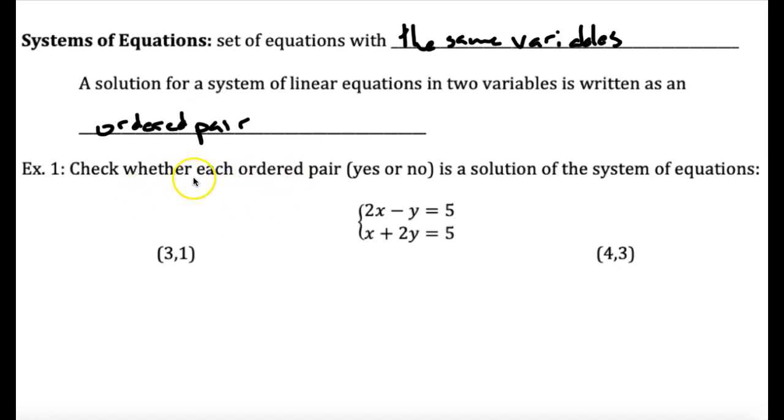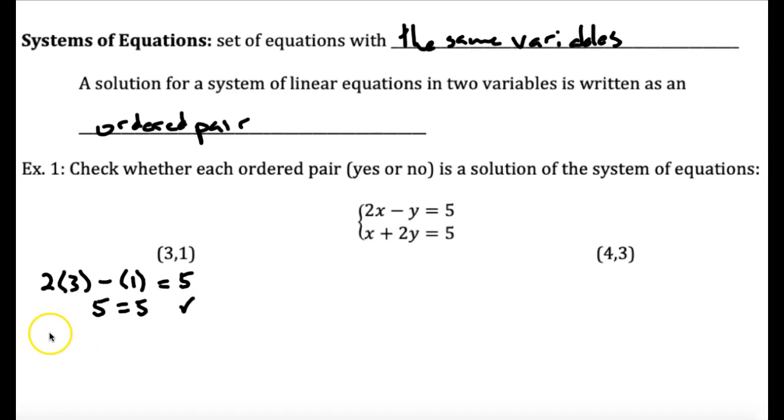Now, to check whether each ordered pair is a solution of a system of equations, here we have this system. We want to check each ordered pair. I just want to plug each ordered pair into each equation. So I'm going to plug 3 in for x and 1 in for y into each of these. I will have 2 times 3 minus 1 equals 5, and I'm just seeing if this is true. So we end up with 6 minus 1 is 5. That works, 5 equals 5.